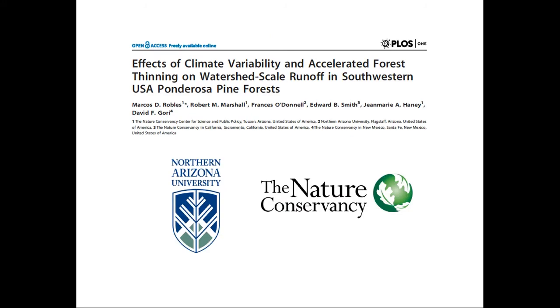Okay, so to start out with, I'm just going to briefly talk about a paper we published in 2014 with sort of the first initial cut at looking at what is the effect of forest restoration at a watershed scale on stream flow and downstream water resources, that I worked on with a group from the Nature Conservancy of Arizona.